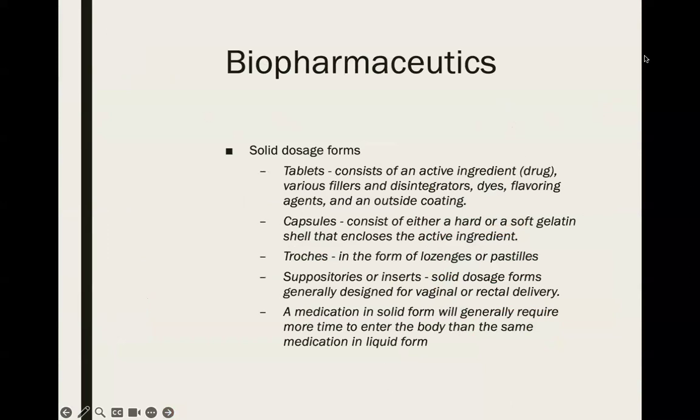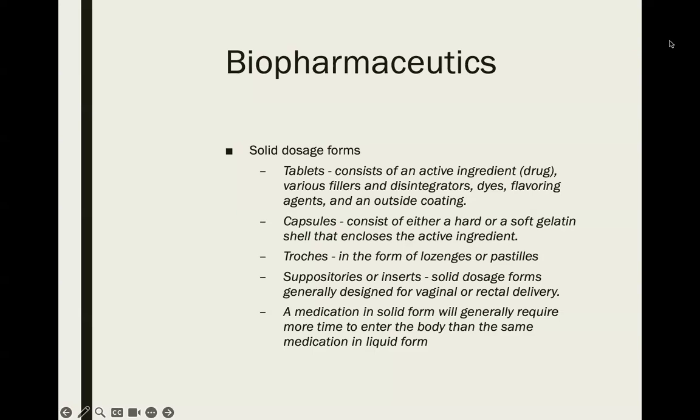So also included with biopharmaceutics is, as we just talked about, the video showed taking a solid dosage form. So we're going to talk about some of the different dosage forms. So with tablets, they consist of active ingredients, fillers and disintegrators, dyes, flavoring agents, and outside coatings. You have capsules. They consist of either a hard or soft gelatin shell that encloses the active ingredient. We have troches. These are forms of lozenges or pastilles. Suppositories or inserts. These are going to be solid dosage forms, generally designed for vaginal or rectal delivery.